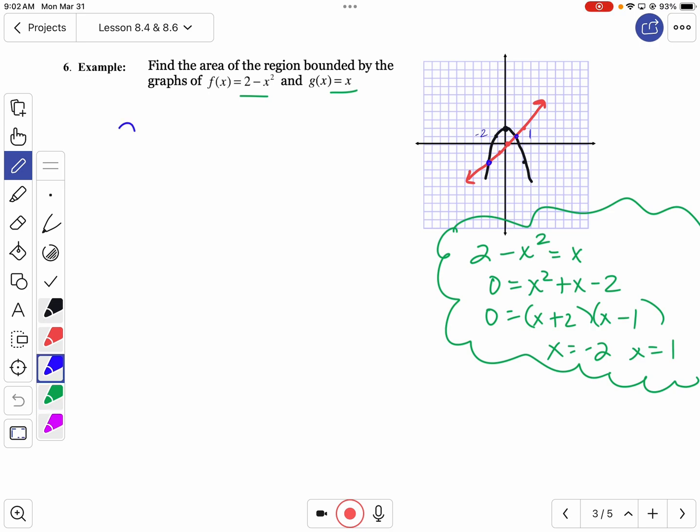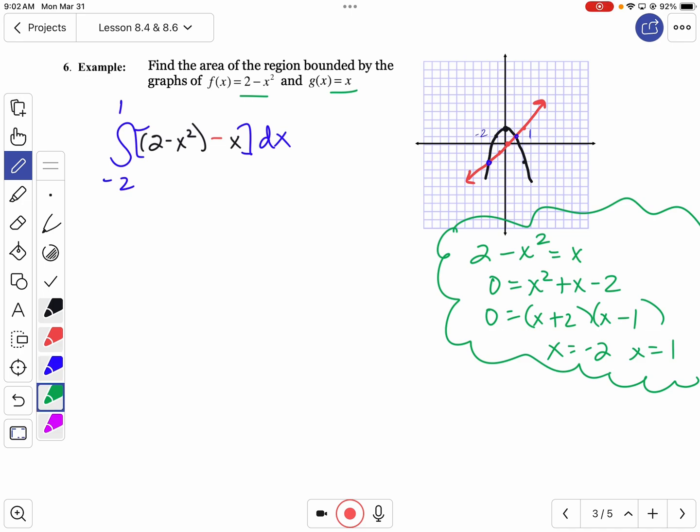So those intersections become our boundary. So we're going to go from -2 to +1. This time we're not going to get a 0 to use. It's going to be a little bit more complicated. Which is the dominant function, the quadratic or the linear? Quadratic. So we're going to take 2 minus x squared, and then subtract the linear, which was x, and we're going to do all of that with respect to x.